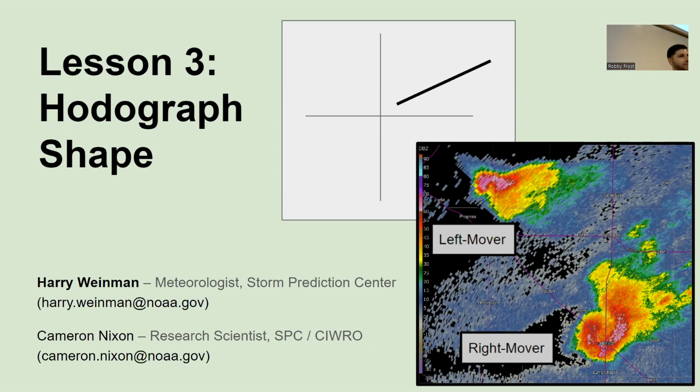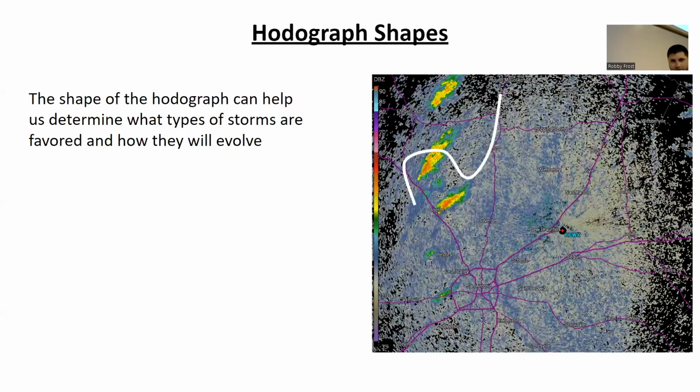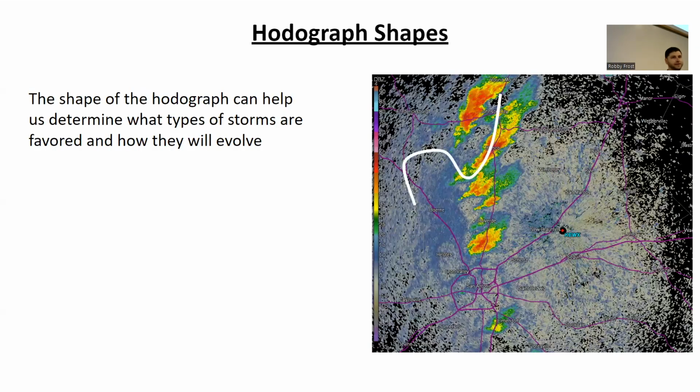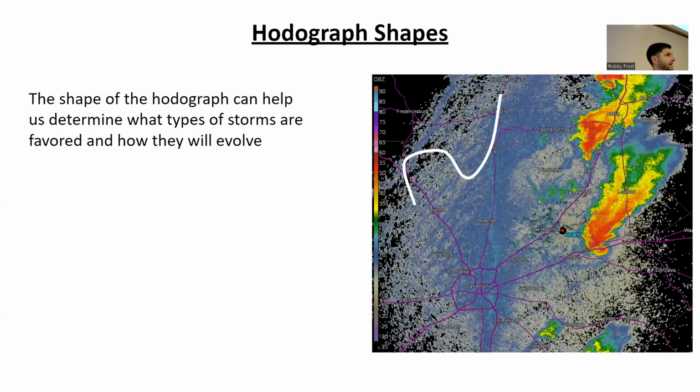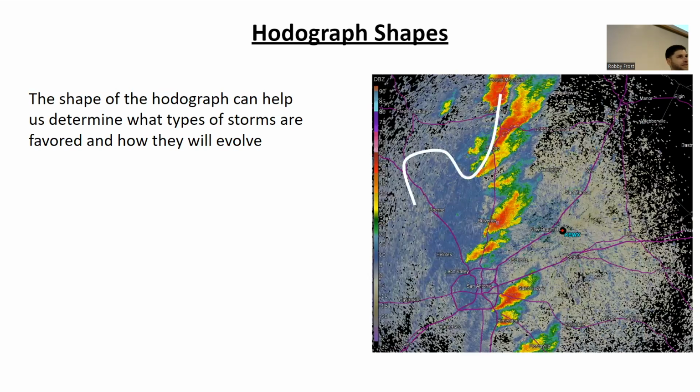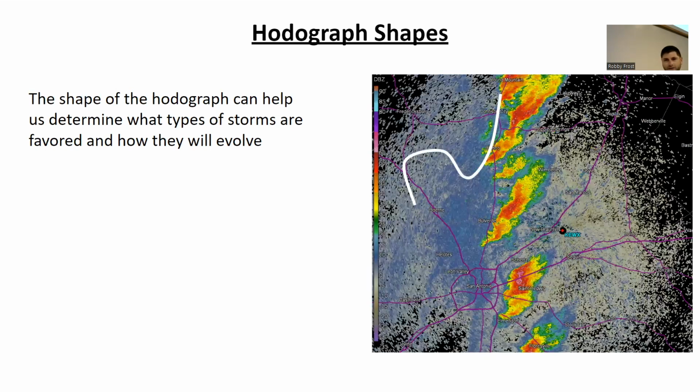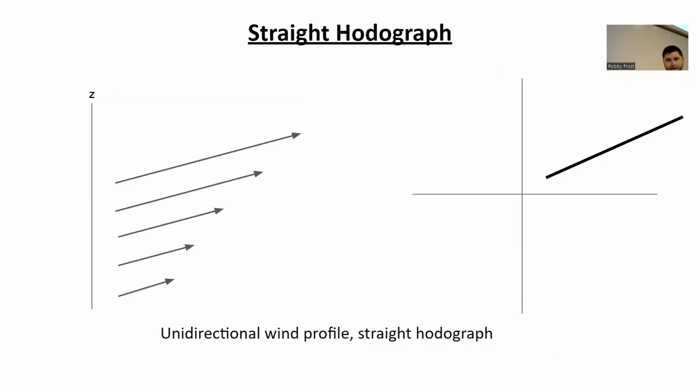All right, so now we're going to talk about hodograph shapes. We talked a bit about hodograph length with the bulk shear, and now we're going to talk about the different shapes. So the shape of the hodograph can help us determine basically how storms are going to evolve, or how they behave. It's basically just how these things are going to change with time. And the shapes can really help with this.